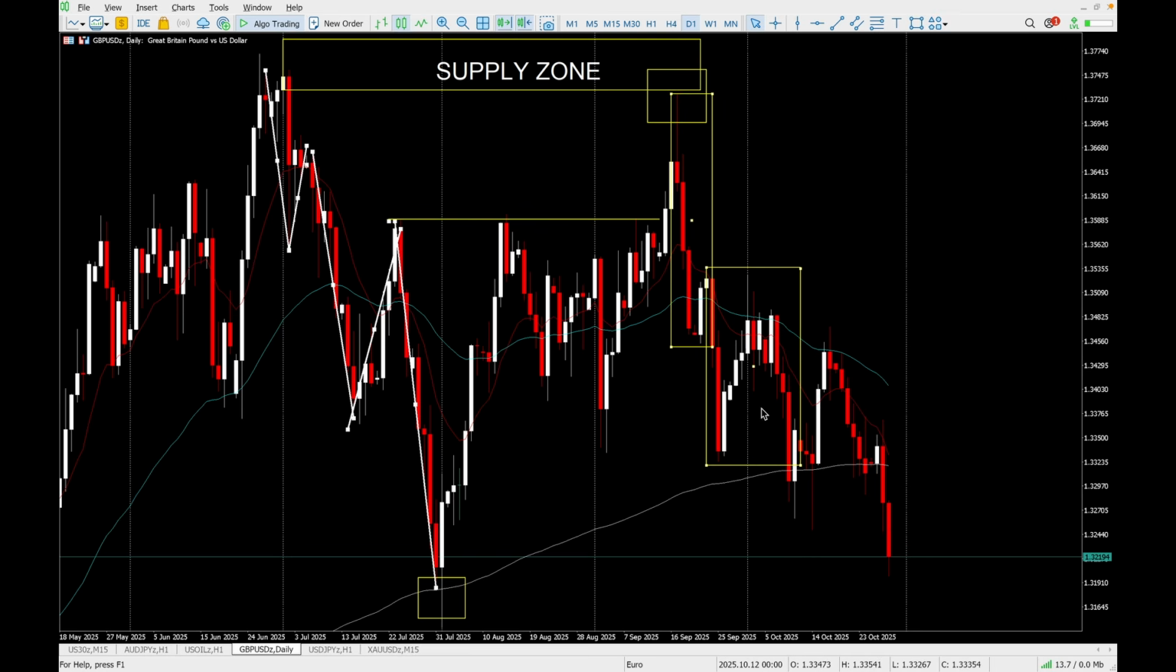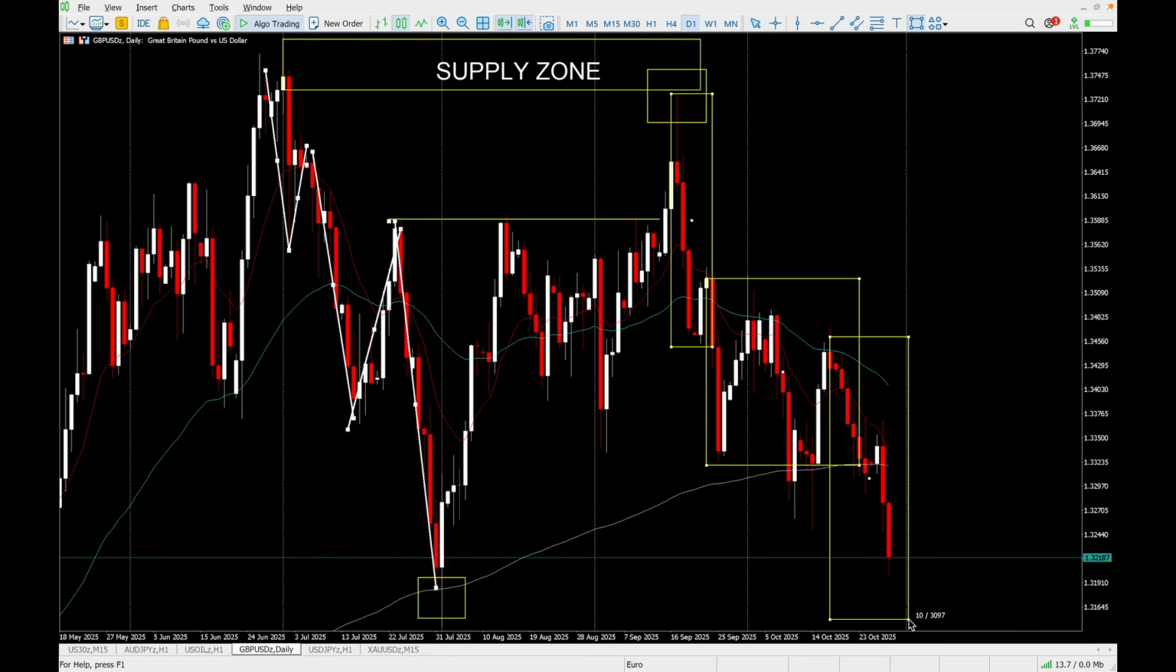In this case, being 2 days of drop, giving us another phase of consolidation, or a pullback rather, back to this supply area. And from this pullback or consolidation, we can see the market now giving us another move going to the downside.